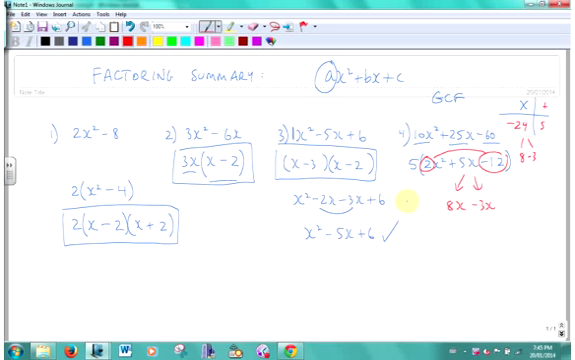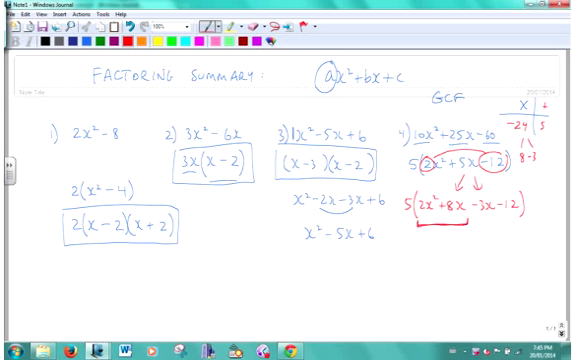I still have my 5 out here. I still have my 2x squared. Okay, I still have my minus 12. And then ask yourself, is this the same as this? 8x minus 3x is 5x. Yes, it is. Okay, always want to check. Now, why did I do this? Because I want to factor this by grouping.